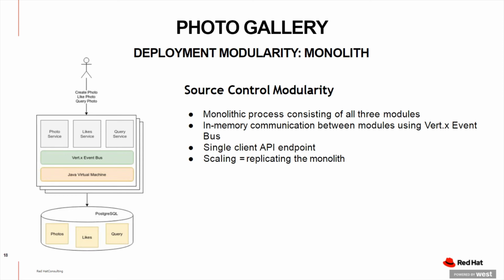If I talk about the monolithic deployment, then what you get is a monolithic process which consists of all 3 of the modules. And these modules communicate with each other over a Vert.x event bus, which is an in-memory event bus. Next, because all 3 modules are included in a single process, you also obtain a single API where all 3 modules are available. And you can scale this application by replicating the entire monolith.